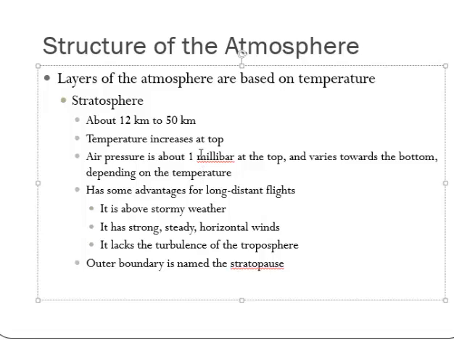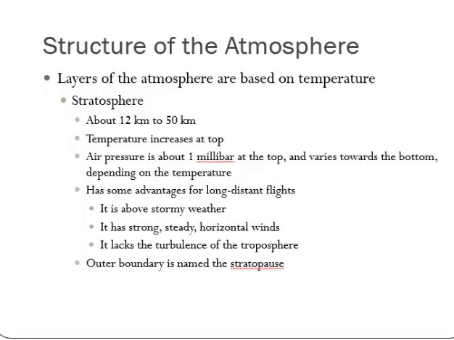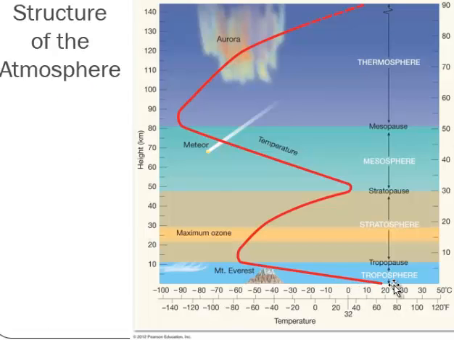Just to give you an idea, around the Earth's surface, air pressure is about 1,000 millibars. One atmosphere is roughly 1,000 millibars. And so you can see how the pressure just decreases. As you go up, the pressure just gets less and less. Air pressure is relative. You don't see it on this chart, but the pressure gets much less.